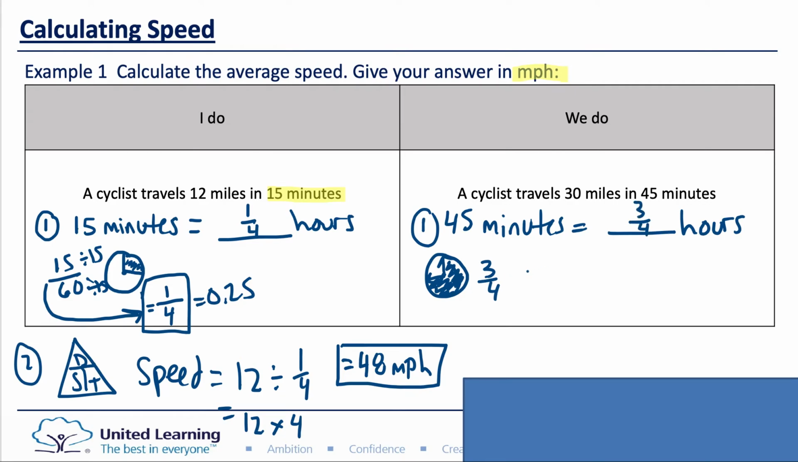Otherwise, again, if you want to go through the slow process of 45 divided by 60 and simplifying that down, in this case, you would have to divide these by 15. That would be the highest common factor. And you'll still get the 3/4 I got over there.